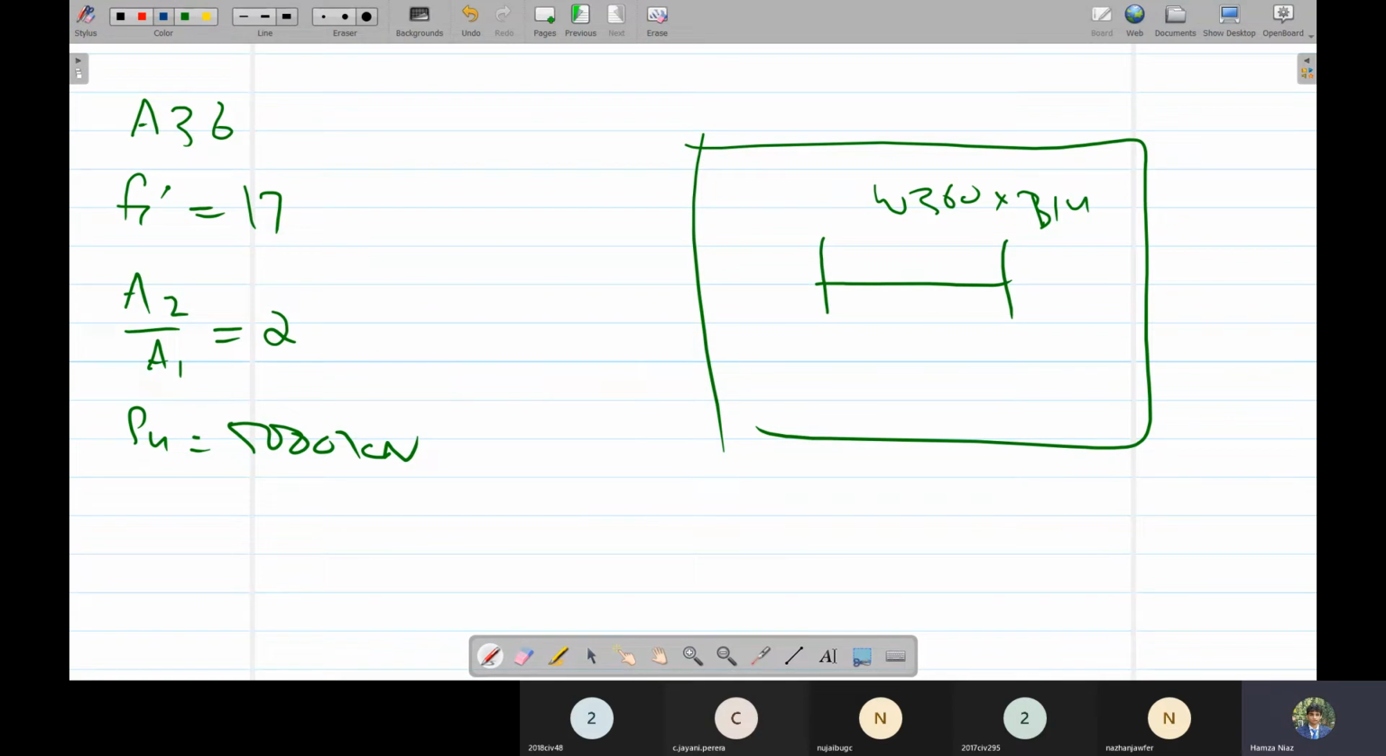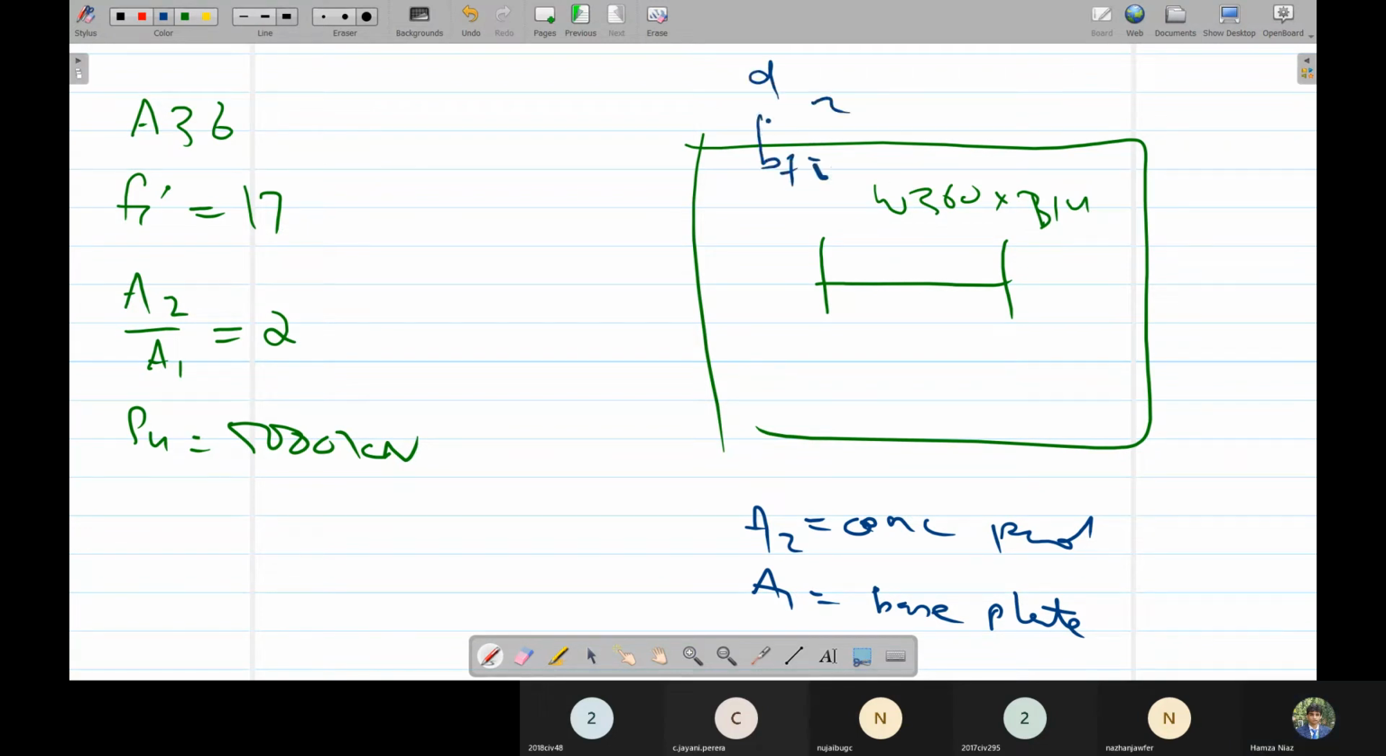A2 over A1: A2 is the area of the concrete pad, and A1 is the area of the base plate. The ratio of A2 over A1 they have assumed as 2. This is given. First, we have to find d and bf of this section. We can go to the column tables, and d is 399 and bf is 401 millimeter for this column, W360 x 314. After finding d and bf, the first step is to calculate A1, the area of the base plate.